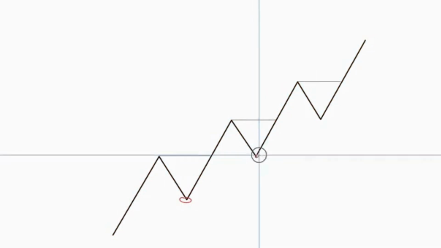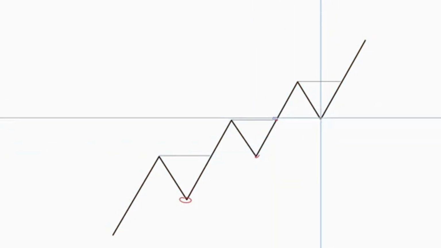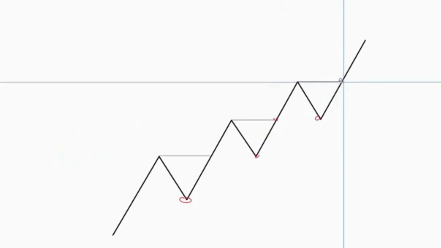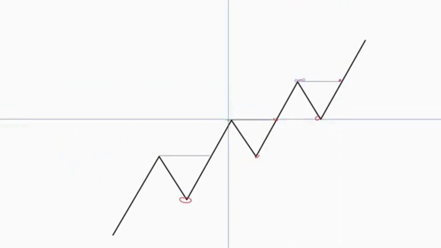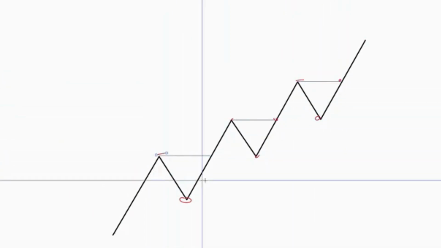Again, if you bought here, you would target here. If you bought here, you would target here. Because you know, if the market continues in this uptrend that you're buying, you're going to get these targets filled.